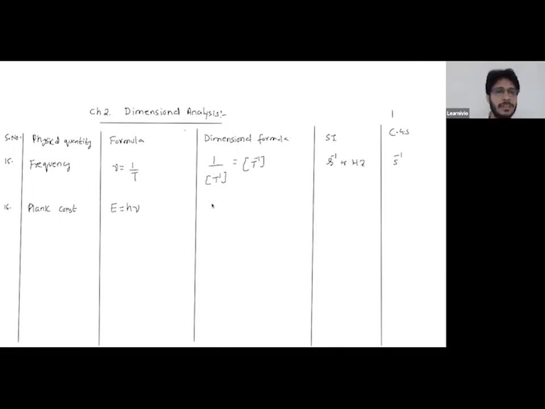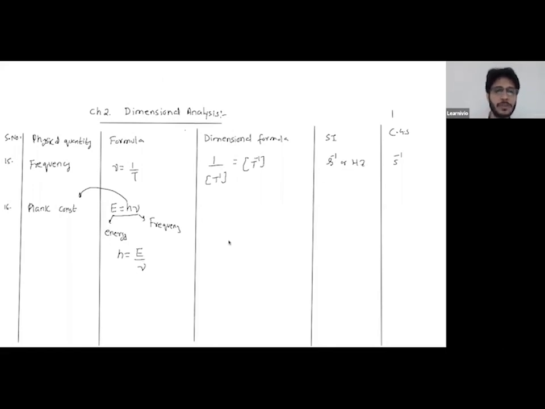The next, after frequency, is Planck constant. E is equal to h nu, where E is energy, nu is frequency, and this h is Planck constant. So you can write your h as the ratio of E and nu. This is h, which is ratio of E by nu.